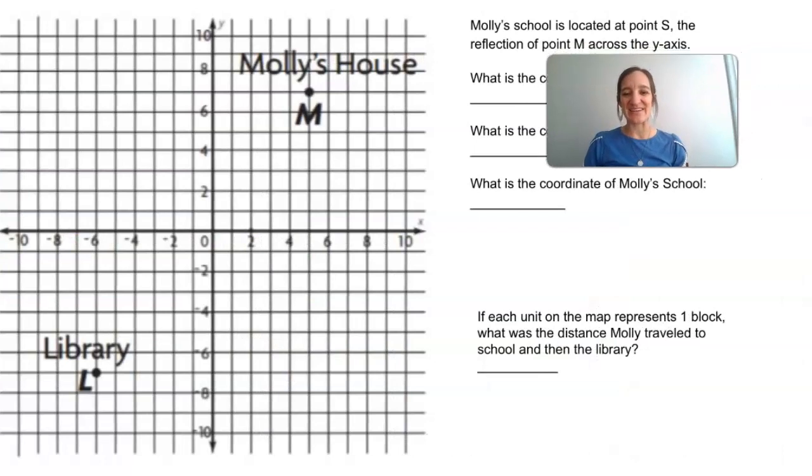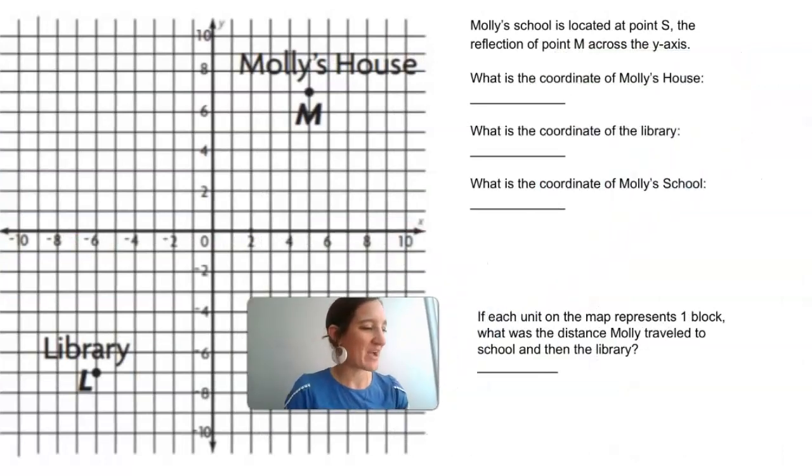And the last one is about Molly. Now, hopefully I fixed this, but they have the library in the wrong spot. Okay, now we're good. Molly's school is located at point S. The reflection point, we don't have S. Oh, because it's the reflection. We have to figure that out. The reflection point M across the y-axis. All right, I see what we have to do here.